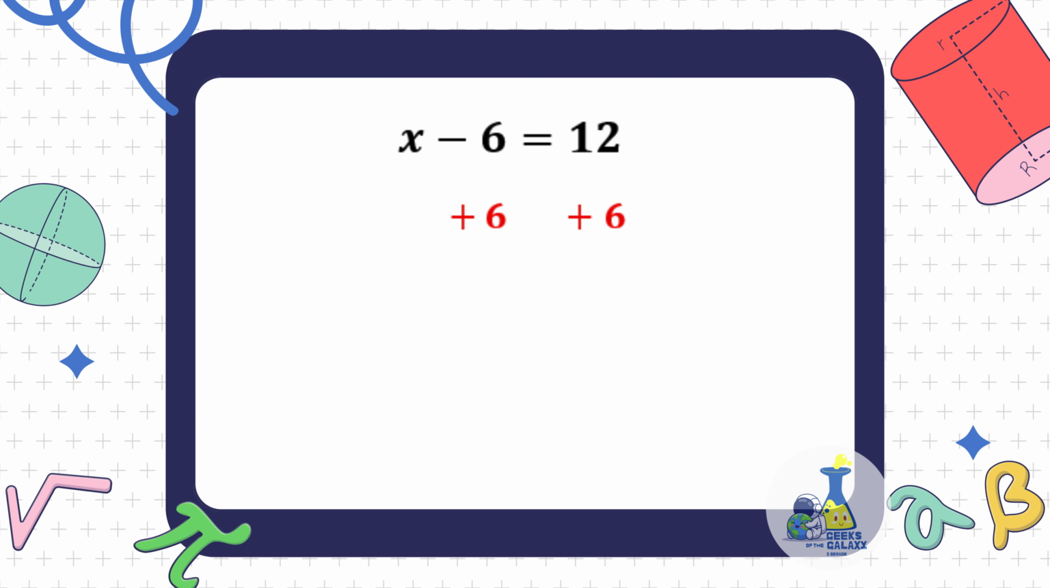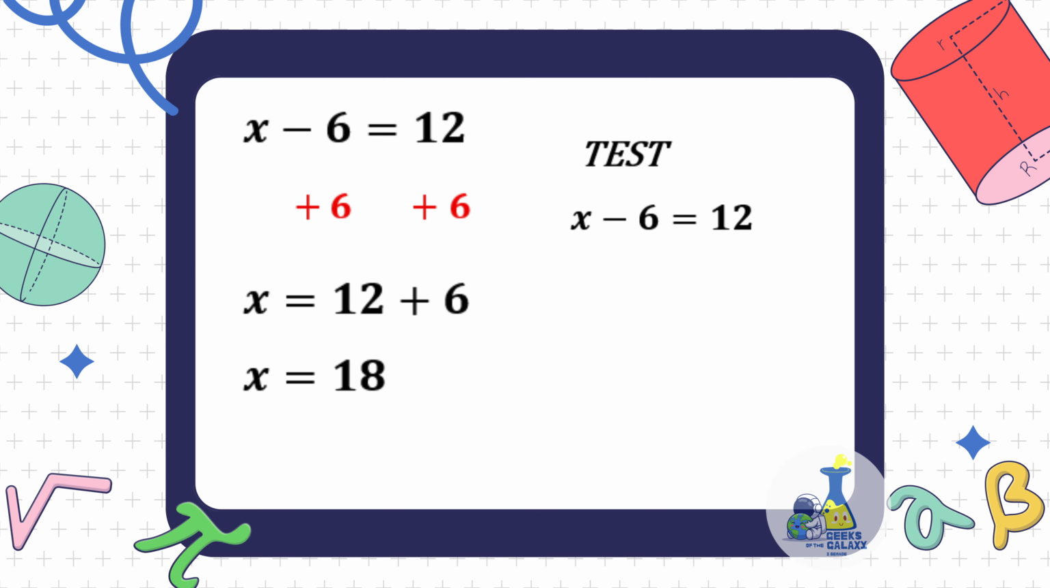The inverse of subtracting 6 is adding 6, which we will do on both sides of the equation. Our new equation is now x equals 12 plus 6, which equals 18. Again, we can test ourselves by substituting the variable with our answer. In our test, our answer takes the place of the x. 18 minus 6 equals 12. Because both sides of the equation are equal, we know that our answer was correct.